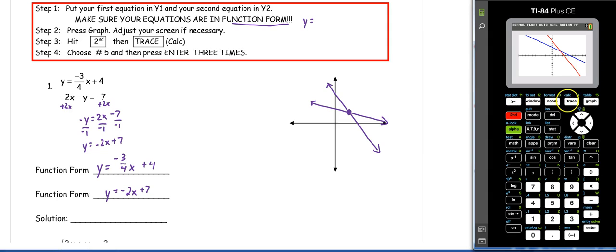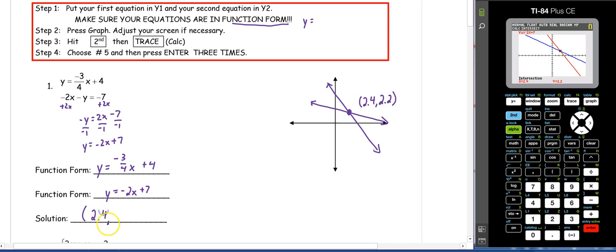So I'm going to do second trace, which is our calc option. We're going to hit option 5 for the intersect and hit enter 1, 2, 3 times. And we get our intersection is 2.4 comma 2.2. So our solution would be 2.4 comma 2.2. Let's try another graphing.